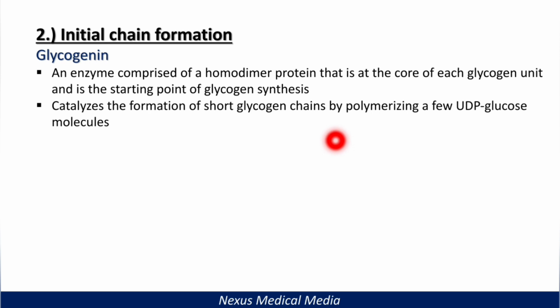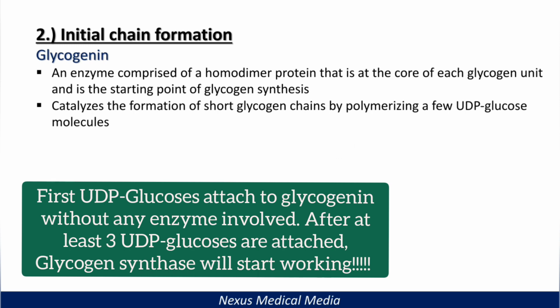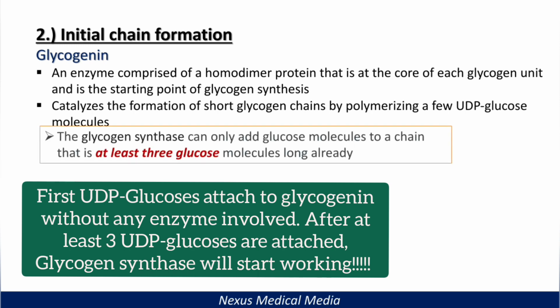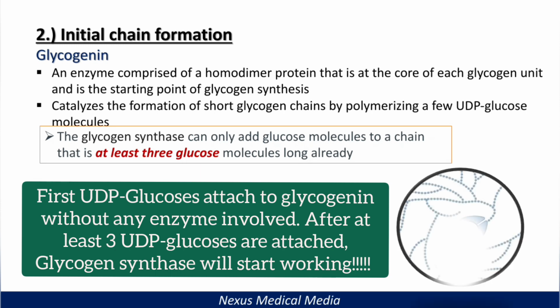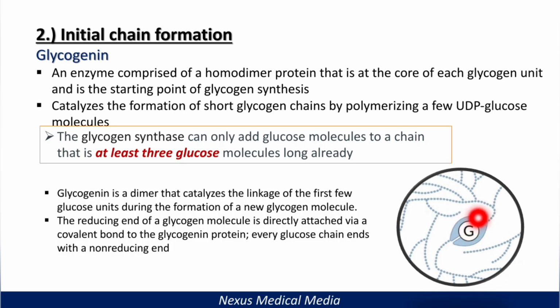Remember, your UDP glucose is in the pocket. Okay, right. So glycogenin catalyzes the formation of short glycogen chains by polymerizing a few UDP glucose molecules, right? So glycogen synthase can only add glucose molecules to a chain that is at least 3 glucose molecules. So this is just the basic structure of glycogenin, this homodimer, right?